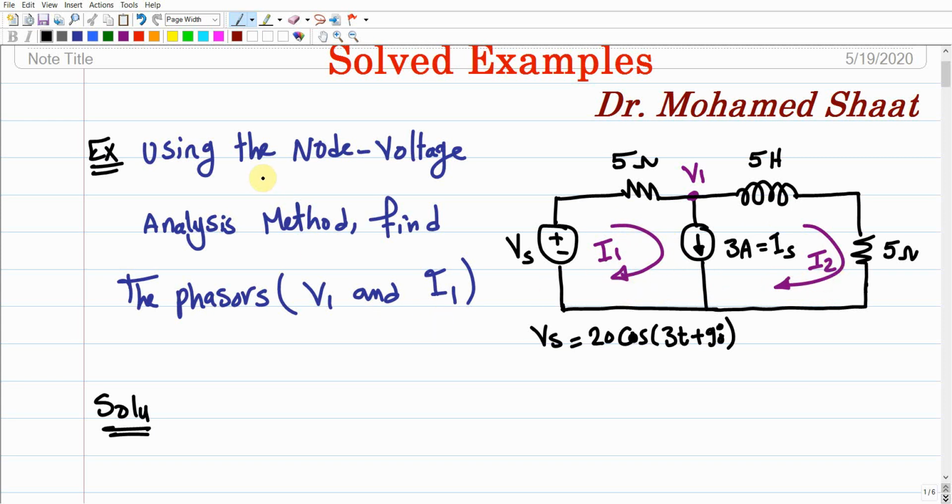What is required here is to apply the node voltage analysis method. If you remember, this method depends on identifying node voltages for these nodes, and the main target is to find the voltages first. Then once you find these voltages, your objective is to work on the requirements, typically the same thing that we did in chapter 2. Using this method, you are required to find V1 and V2 as phasors, and I1 for the mesh current, and V1, which is the node voltage as shown here.